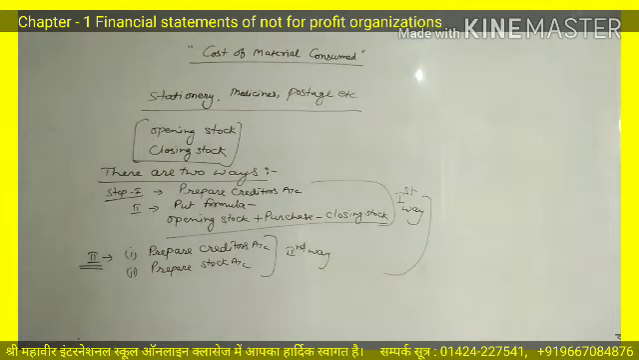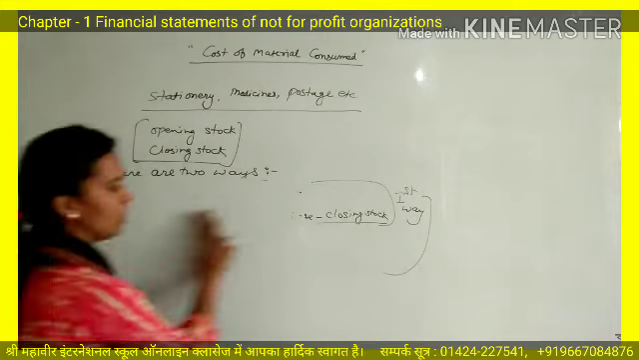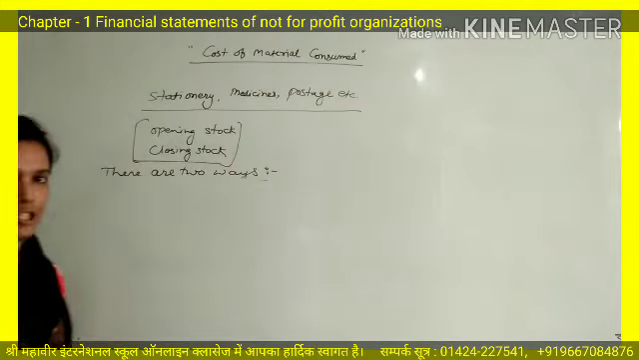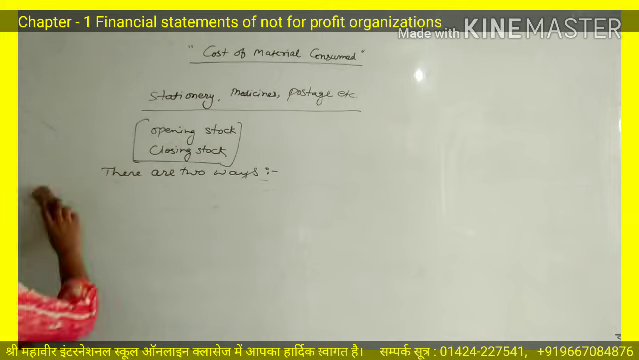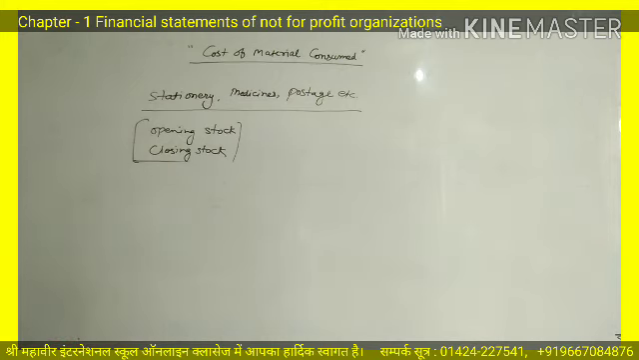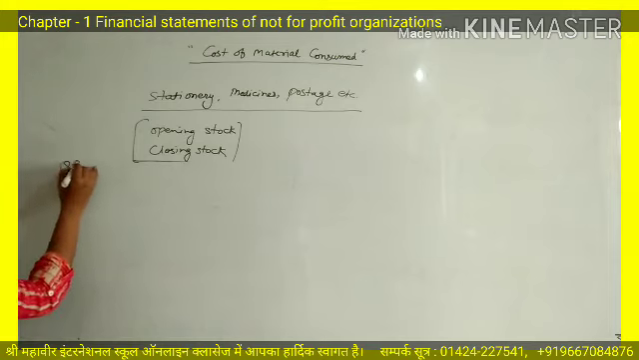Let's take one example that follows the second way. As you know that creditors are our liability, so the creditors balance will start from the credit side, and stock is our asset, so the stock balance will start from the debit side. I am taking question number 21 from your book.